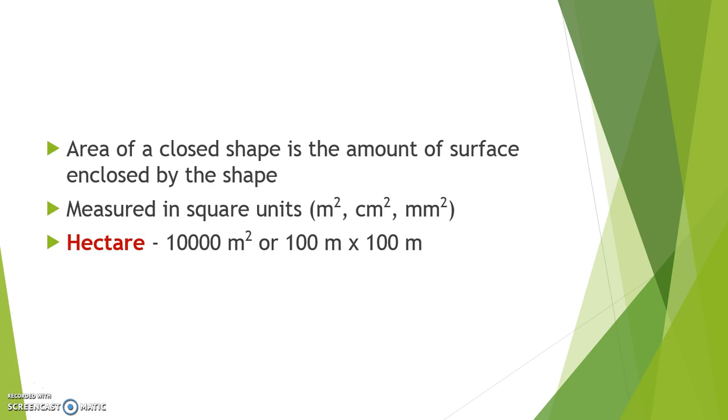So area of a closed shape is the amount of surface enclosed by the shape. So it's a flat, two-dimensional surface. It's measured in square units, which we've already talked about, and the other unit we haven't talked about is a hectare, which is 100 meters on one side, 100 meters on the other, is 10,000 square meters. Now obviously it doesn't need to always be a square, but that's how we define the hectare.